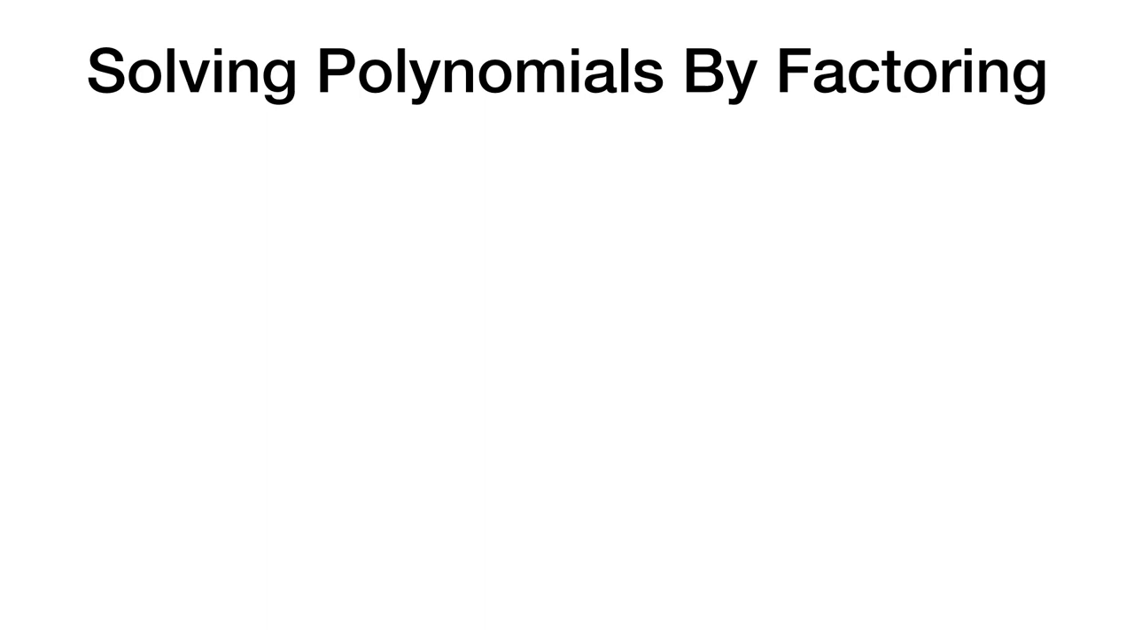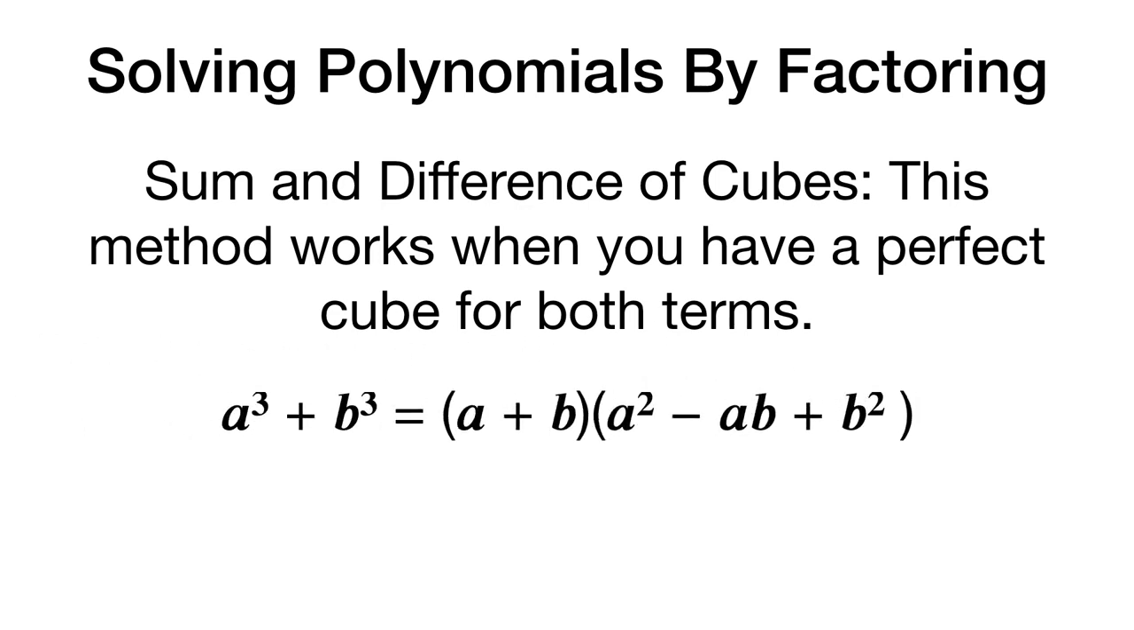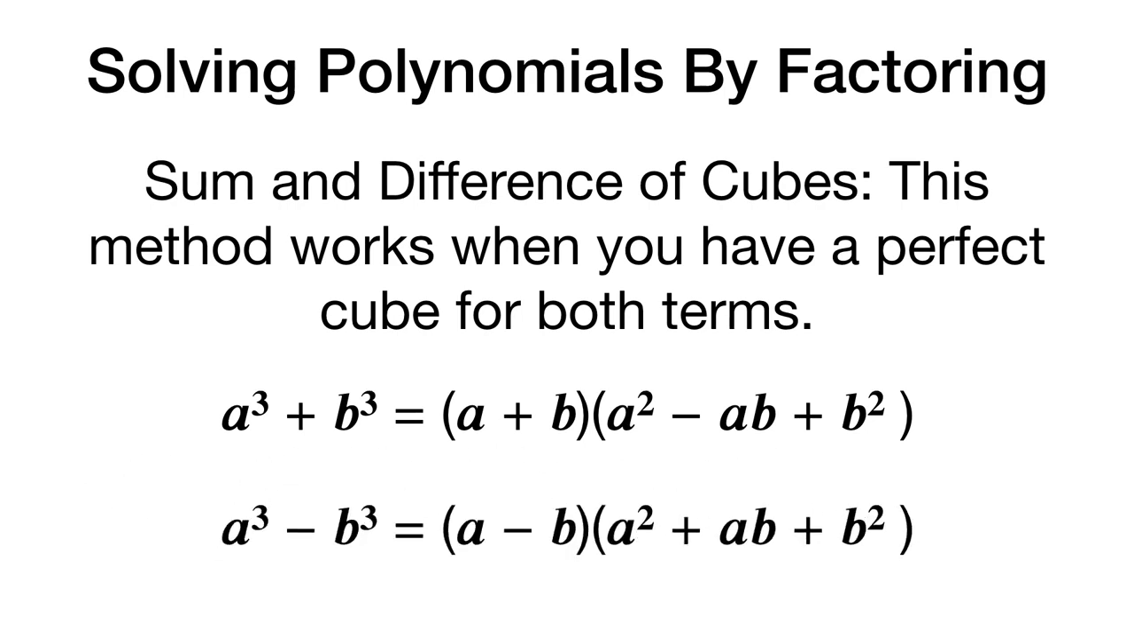So, the first way that we're going to learn to do this is by sum or difference of cubes. This method works when you have a perfect cube for both terms. I'm going to be a lot faster on this one than in the other video, hence why it was 48 minutes long. So here's our first equation that could work. A cubed plus b cubed is a plus b times a squared minus ab plus b squared. Then the difference is the same, but now it's a minus b times a squared plus ab plus b squared.